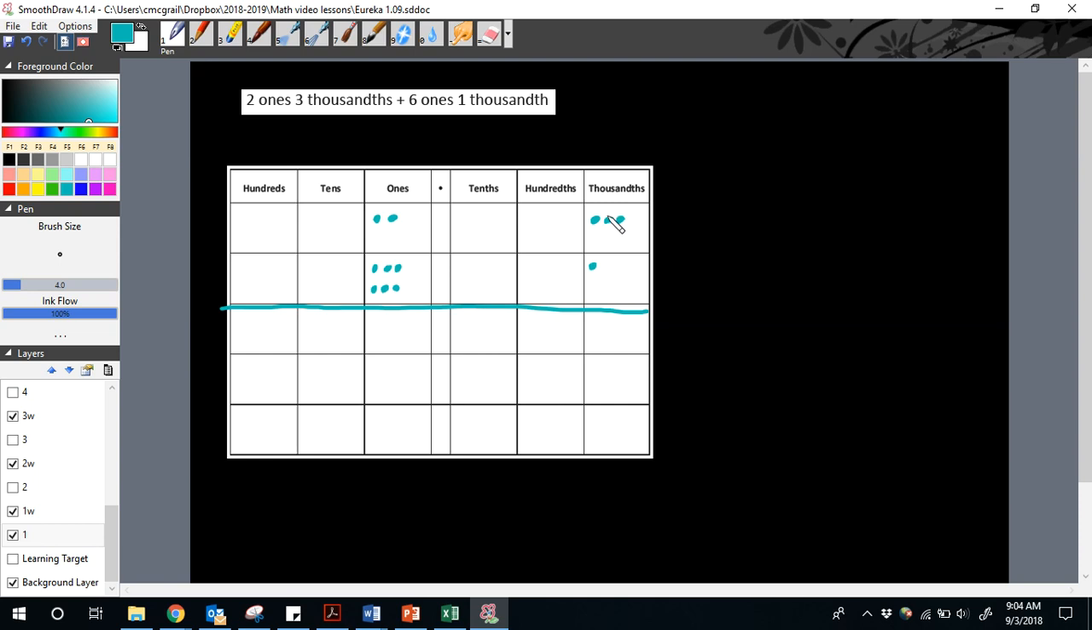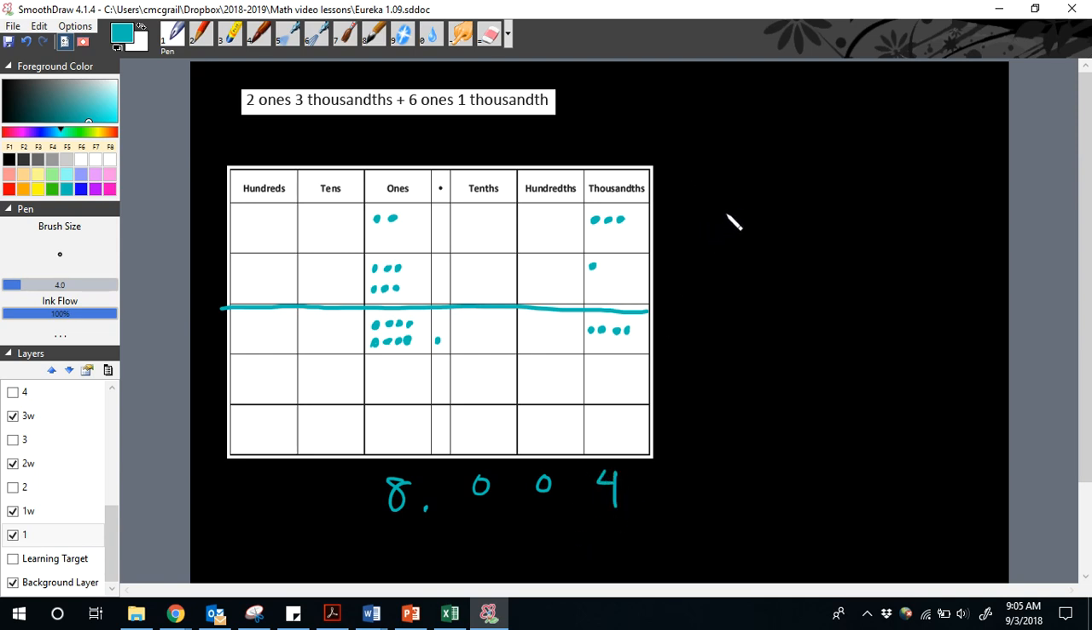Let's start with our thousandths. I have 3 and 1. So together, when I add them, I have 4. I have 0 hundredths, I have 0 tenths, and let's add our ones up. 2 and 6 makes 8, so I have 8 ones. And my decimal point goes here. So if I did that correctly, then my number should add up to 8 ones, 0 tenths, 0 hundredths, and 4 thousandths. Let's double check that with the standard algorithm.